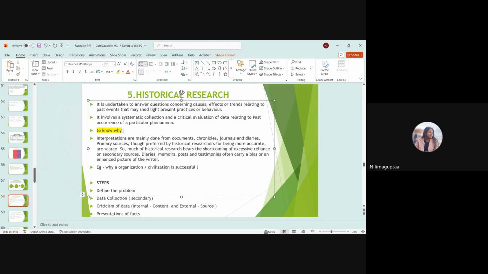So it has steps, that is define the problem, then data collection that will be secondary. Then we have criticism of data that is internal and external. So because it is historic, we will have criticism because it has biasness. Okay, a lot of biasness it carries. And then presentation of the fact. This was another type, the fourth type of research, that is historical research.